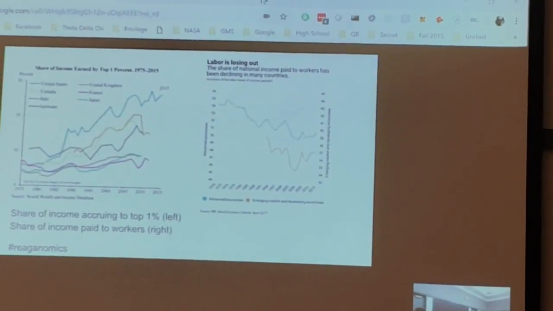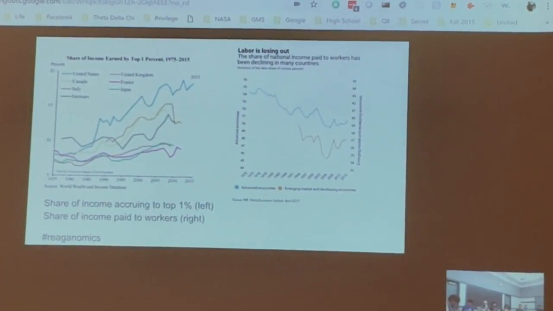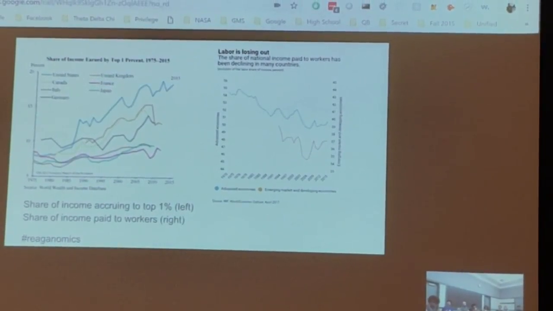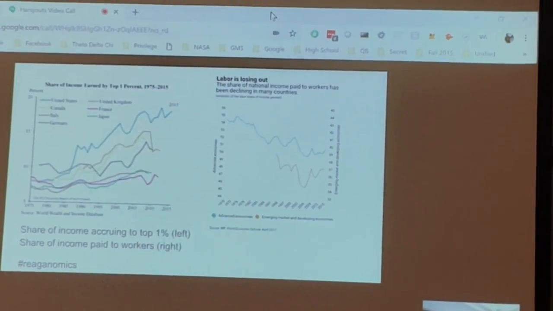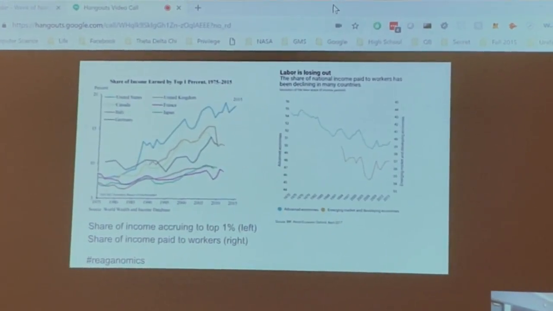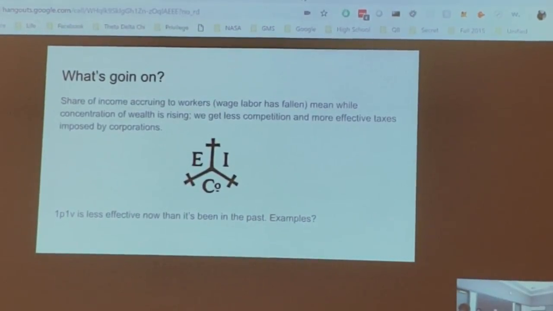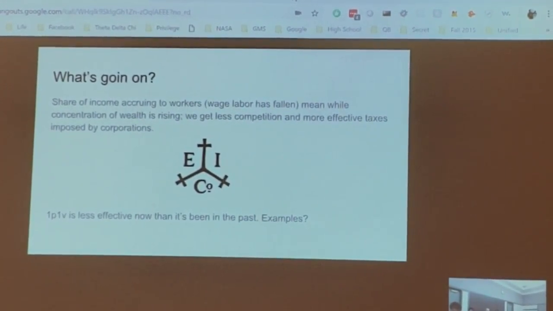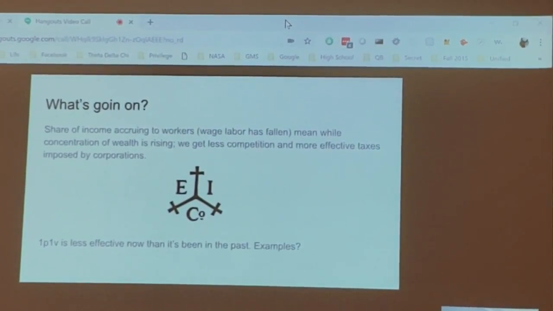So he kind of gives a lot of the historical context for which theories were developed. If you look at the two graphs here, on the left is the share of the 1%, obviously rising over time. And if we look at the share of income paid to workers on the right, it's been kind of dropping. Those troughs are obviously the recent recession. The problem stems off of Reaganomics, in the sense that a trickle-down economy did not work. And instead of seeing increased levels of competition and driving more diverse ideas and market sharing in the economy, we see the opposite. The share of income accruing to workers has fallen and the concentration of wealth is rising. And we get less competition and more effective taxes imposed by corporations.